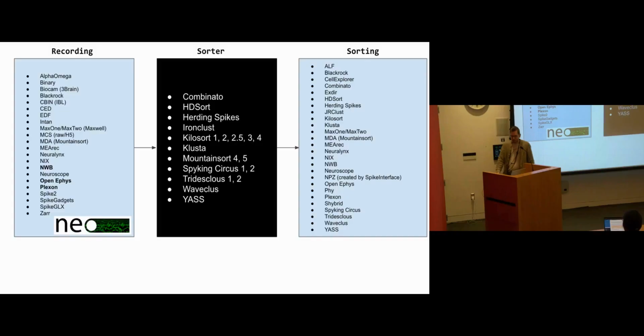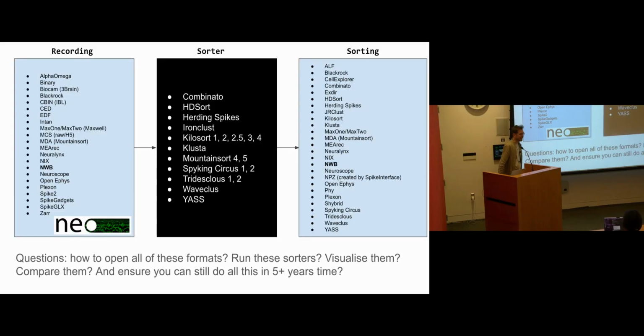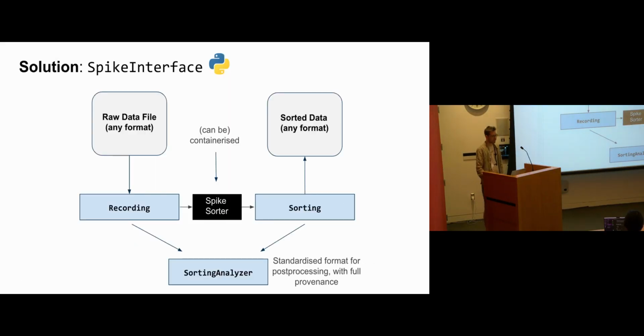And there's a basic problem, which is just, how do you open these? Even opening them is difficult. Once you've opened them, how do you visualize them? How do you compare them? How do you run all these different sorters? How do you put everything on a level playing field? And hey, the postdoc who did this recording and did this sorting left the lab 3 years ago. Can you possibly open their data? So that's a terrible problem. We're all very sad. But I've got good news. And that good news is SpikeInterface.